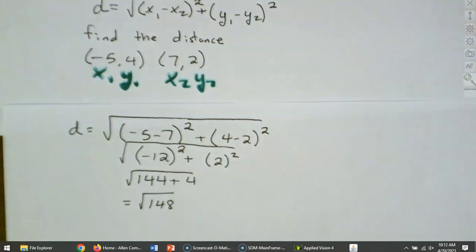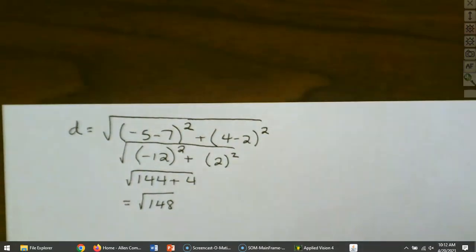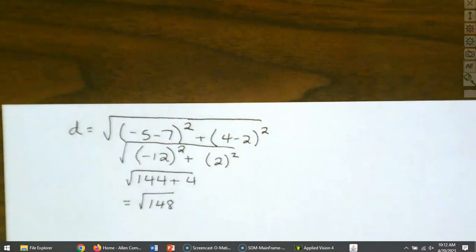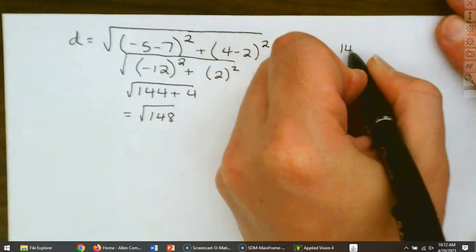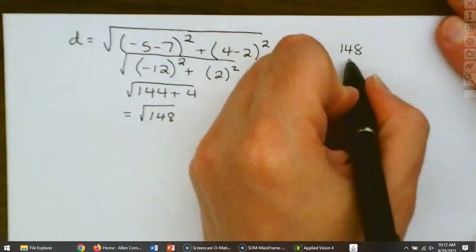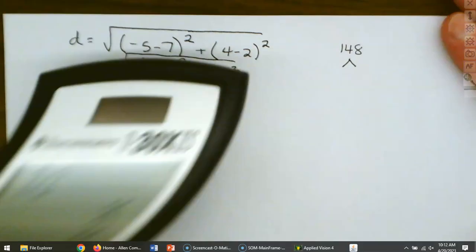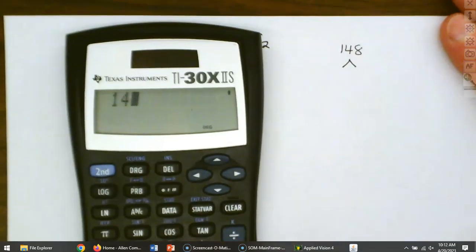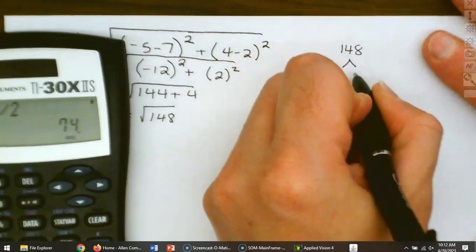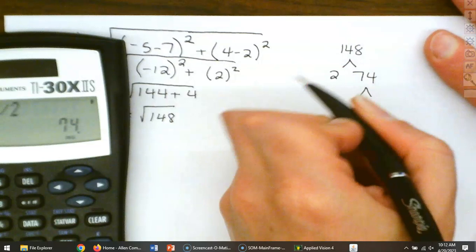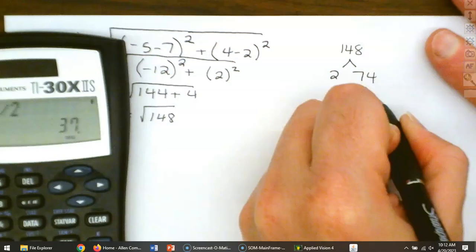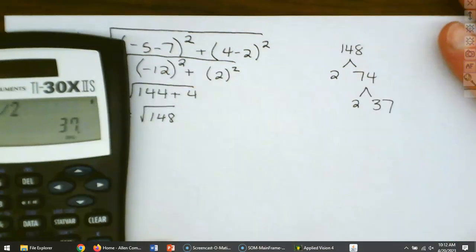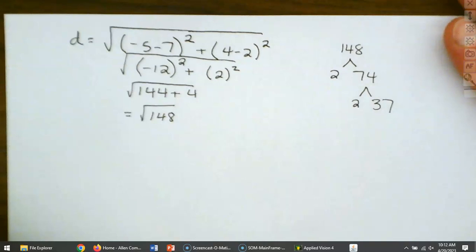Sometimes it will break down. Sometimes it won't. What's underneath that square root? So always, always check. We'll see if this will break down. We've got a 148. And it ends in an even number, so we're going to divide by 2. Right, so we'll divide that by 2. So that's 2 and 74. Another even, so we'll divide that by 2 again. 2 and 37. 37 is not going to break down any further.